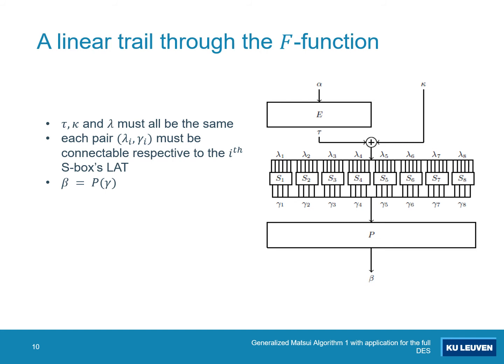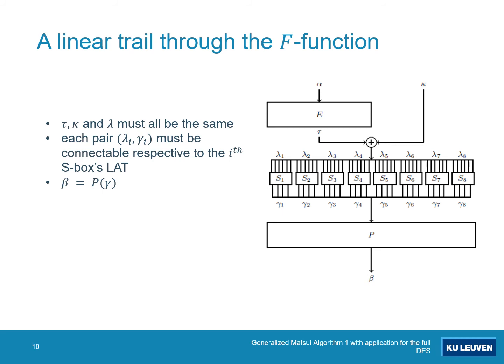Following the rules of propagation of linear trails, the intermediate masks of the f function must satisfy the following conditions. The masks involved in the XOR operation, more precisely tau, k, and lambda, must be equal. Each pair lambda_i, gamma_i must be connectable through the linear approximation table of each corresponding S-box. Last but not least, beta has to be equal to P of gamma.